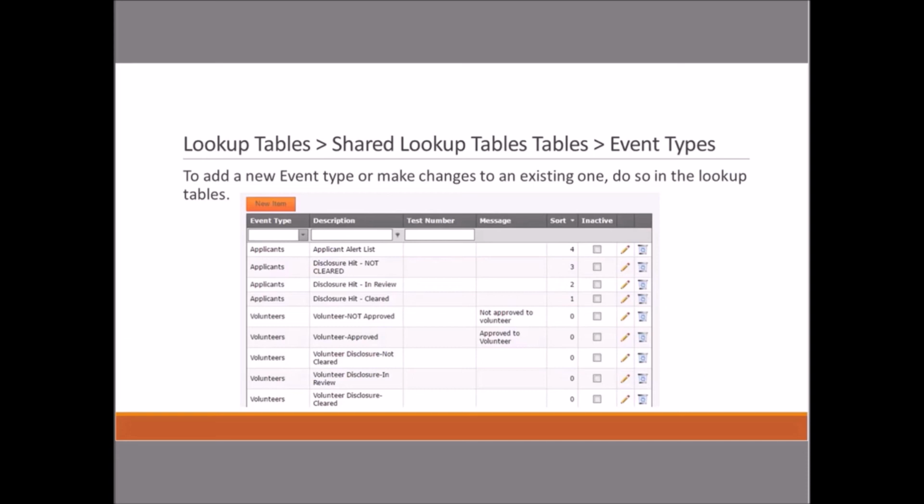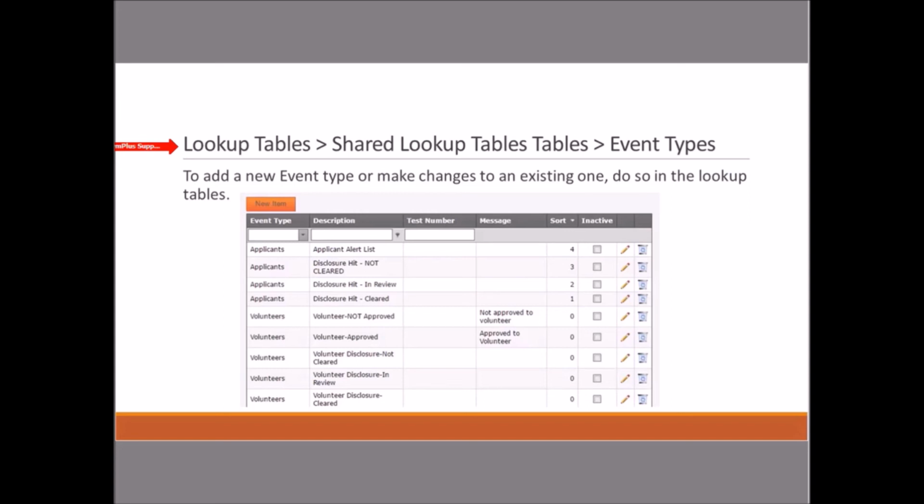So you're going to hover over that System Manager tab. You're going to select the lookup tables, and traits and events are specifically found under the shared lookup tables because they are shared between portals if you're a multi-portal system. So you're going to go to the event table.